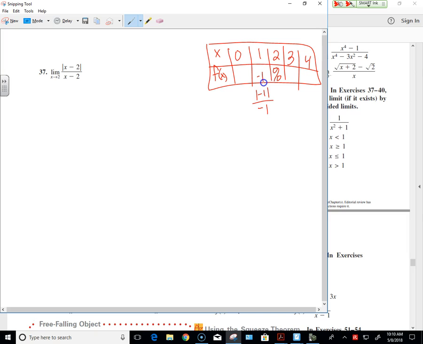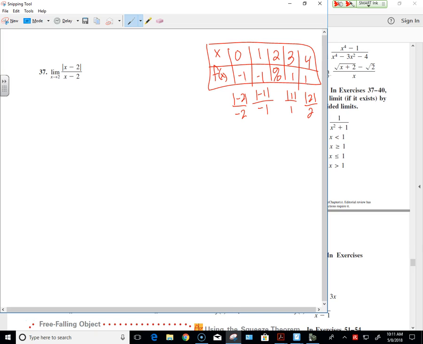Negative 1. Remember, absolute value makes it positive: positive over negative gives negative. If I plug in 0, I'm going to have absolute value of negative 2 all over negative 2. What's that going to be? Guess what's going to happen for any value below 2? Negative 1, negative 1, negative 1. What's going to happen above? 3 minus 2 is a positive 1 over a positive 1. 4 minus 2 is positive 2 in an absolute value over positive 2. I'm going to have positive ones.